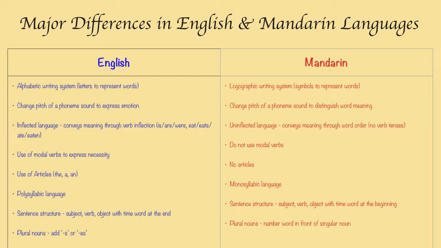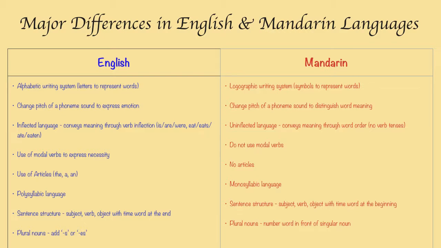The only difference that may make learning English difficult for Mandarin speakers is that when there is a time word, such as, "She got married last Saturday," English speakers put the time word at the end of the sentence, whereas a Mandarin speaker would say, "Last Saturday, she got married."